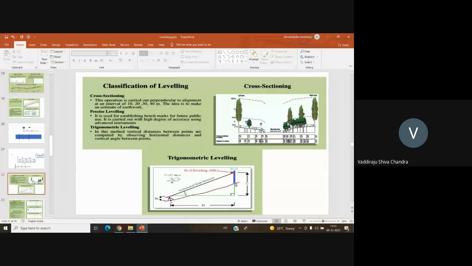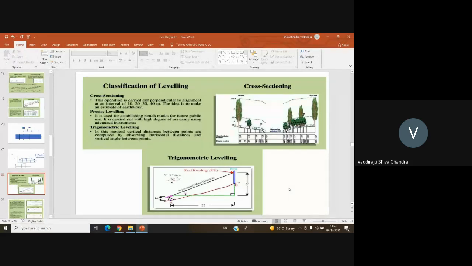So this is mostly useful when the object whose height is to be determined is not accessible to us, or the distance between the instrument and the object is large. In those cases, we generally go for trigonometric leveling. Suppose I want to measure the height of a building which is outside our compound. The better option is to measure the angle of the top of the building and one distance between the station point and the object, and determine the height of the object.